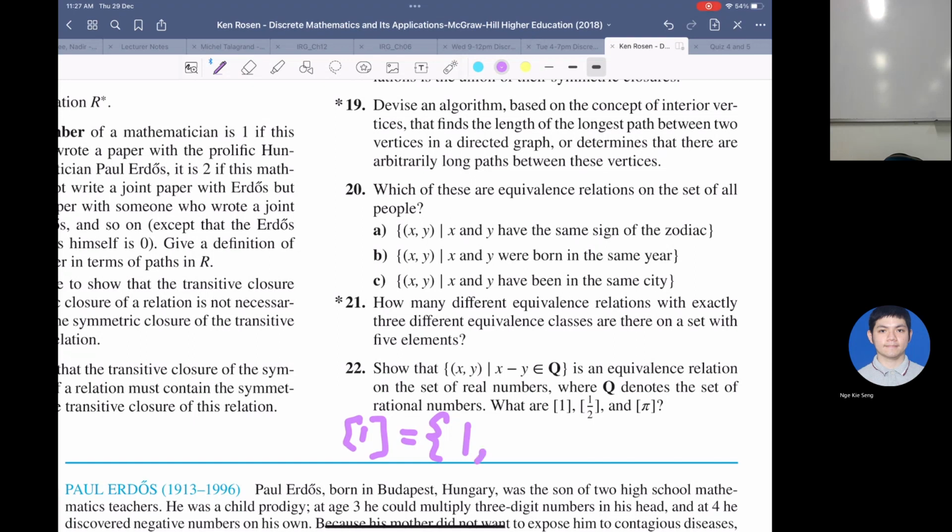We call this element the representative. They are related to the representative. So how do you relate two elements in this case? What's the relation? You need to take the difference, and then show that it is rational. So what number minus 1 is rational?